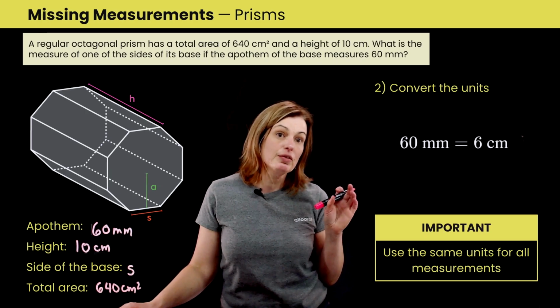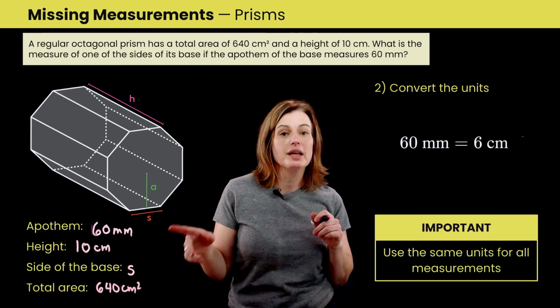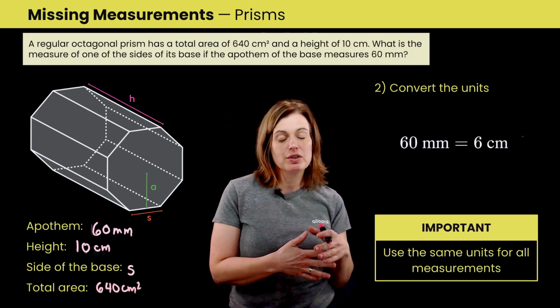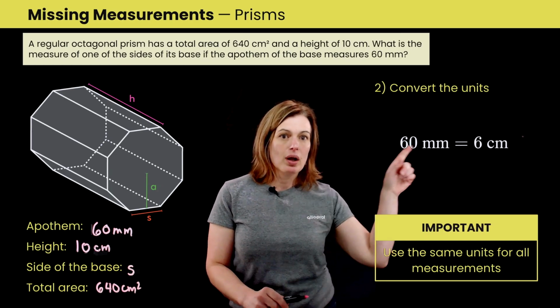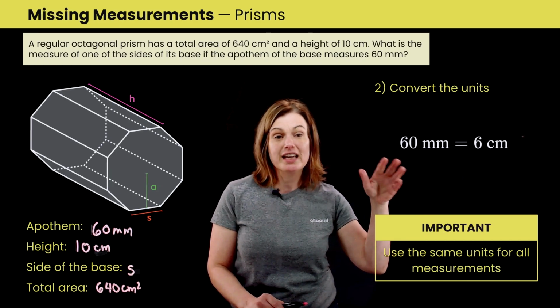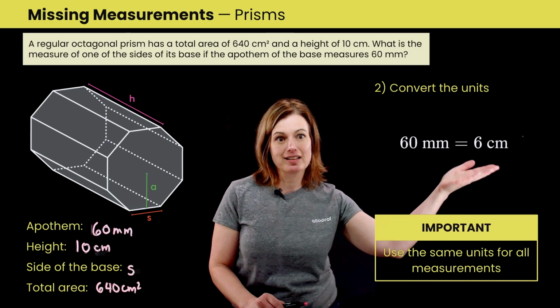I need to remember to convert the units. If you take a look over here, my apothem was given to me in millimeters, and my height and my total area were both given to me in centimeters and centimeters squared, respectively. So I'm going to convert everything into centimeters, and to do that, I've just got to remember to take the 60 millimeters and divide that by 10 to give me 6 centimeters.